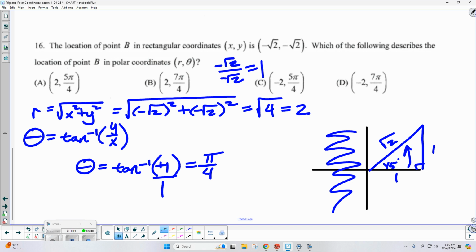Okay. Here's where you got to be careful. I'm going to go ahead and put my 2 items together. So according to my information, I came up with 2 pi over 4.